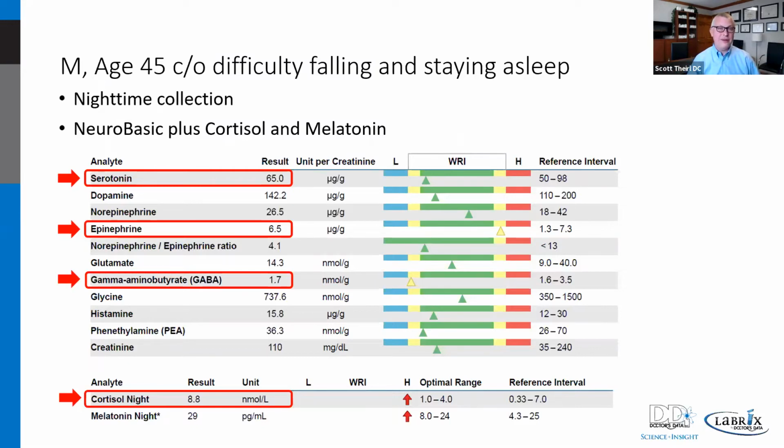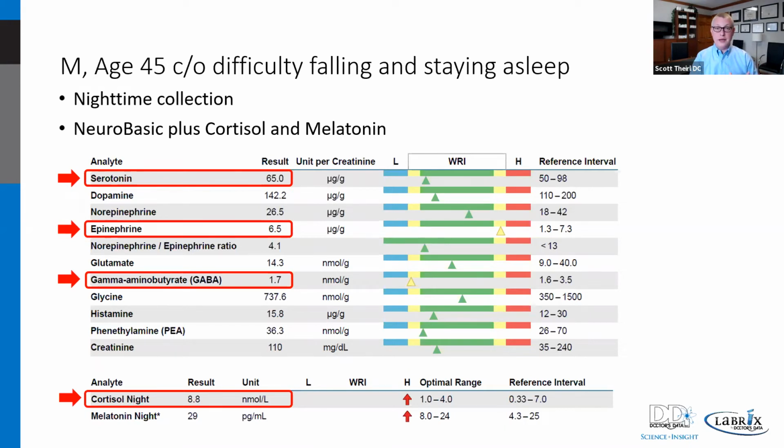What about melatonin? They're an occasional melatonin user. 29, range 4 to 25, right? Optimal, 8 to 24. They're up a little higher. I'm okay with you being a little high on melatonin. I'm not concerned about that. If you're actually on the lower side, I would say melatonin should definitely be an option. In this case, if you like the way that low dose melatonin feels at night for sleep, even though you're not sleeping great yet, you can continue it if you choose to. So some great opportunities. Make serotonin go up, make epinephrine go down, make GABA go up.